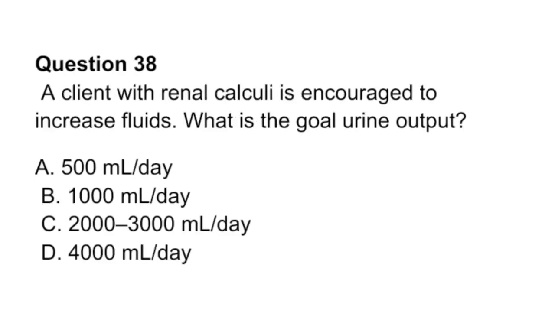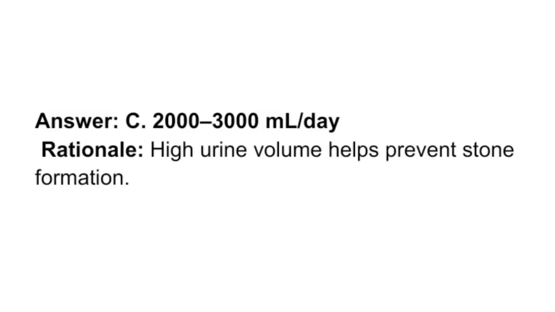Question 38. A client with renal calculi is encouraged to increase fluids. What is the goal urine output? A. 500 milliliters per day. B. 1000 milliliters per day. C. 2000 to 3000 milliliters per day. D. 4000 milliliters per day. Answer: C. 2000 to 3000 milliliters per day. Rationale: high urine volume helps prevent stone formation.